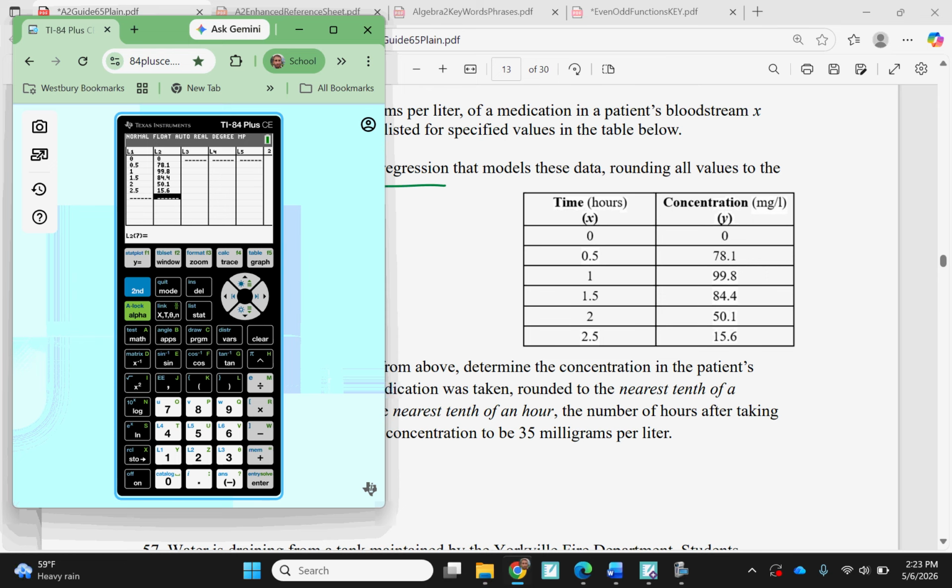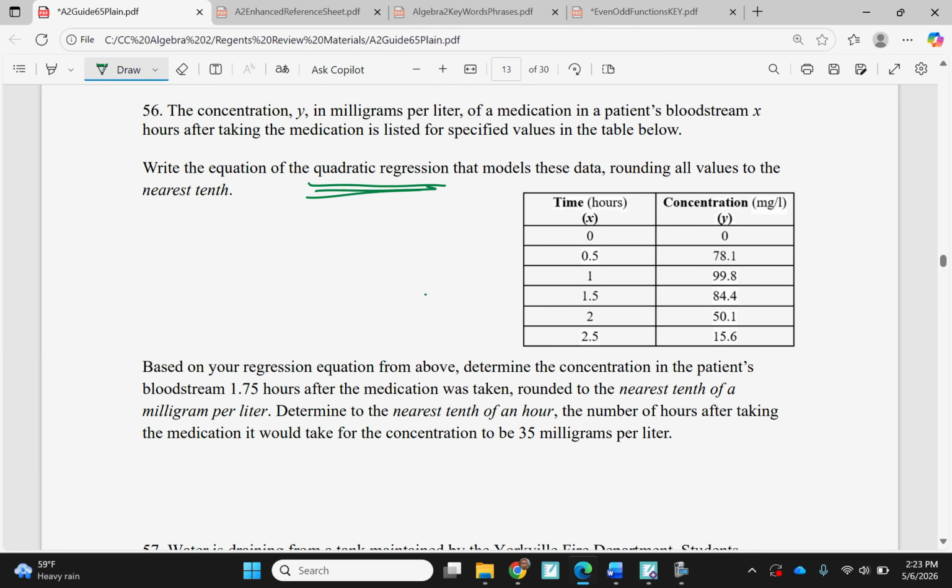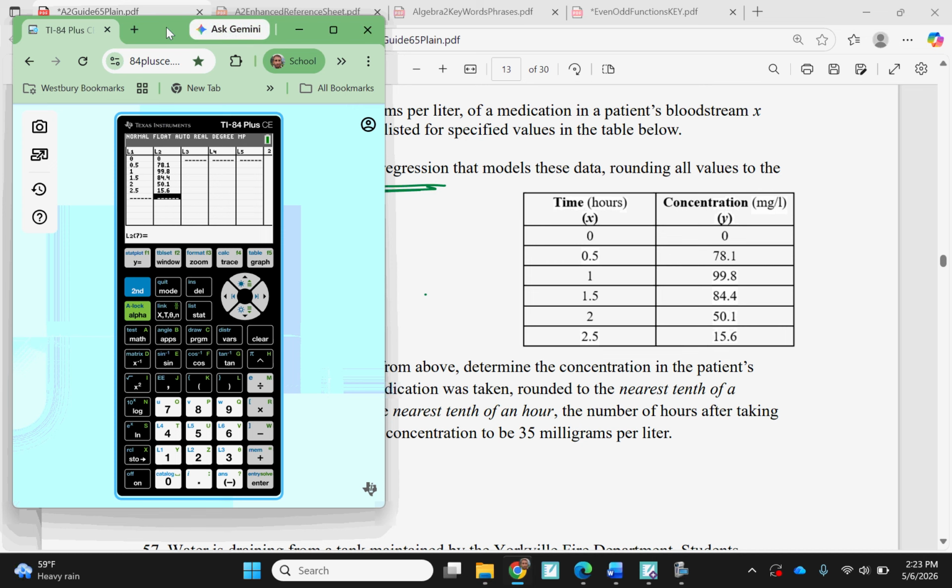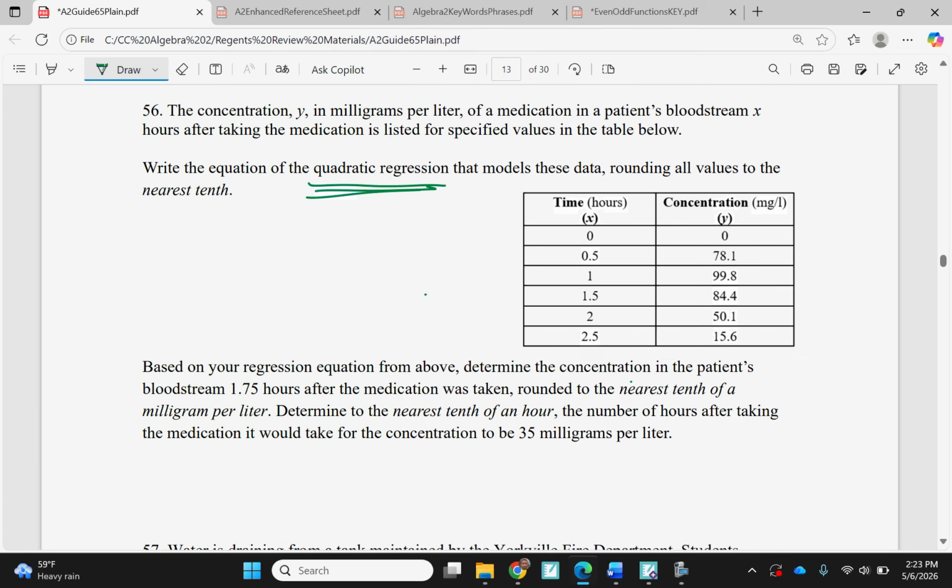15.6. Because it wants a quadratic regression, I'm going to do the same thing I did before. I'm going to go to stat, then calc. I'm looking for quadratic regression. Well, that's option 5, quad reg. Everything's good. It says the equation is y equals ax squared plus bx plus c, so I'm going to write that down. It says nearest tenth. I'm going to list a, b, and c.